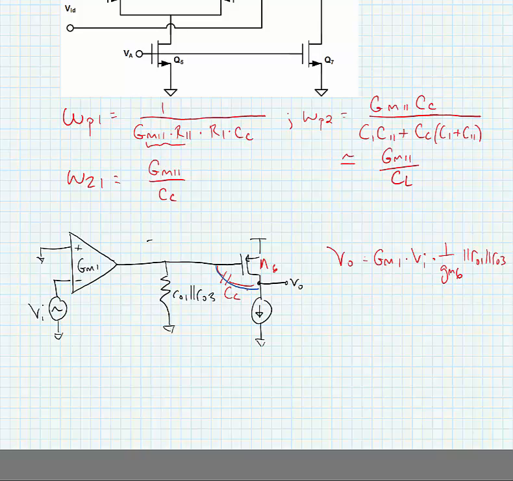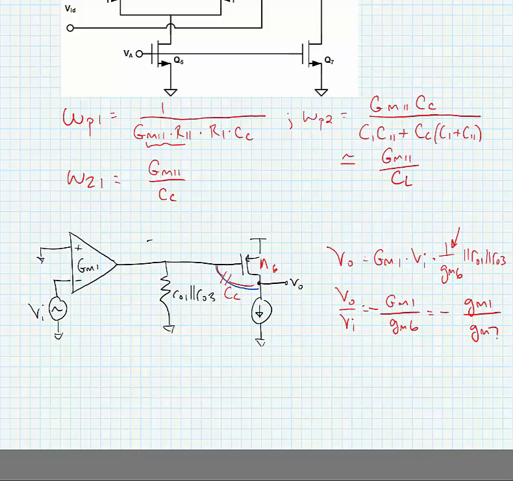So if I were to analyze the voltage gain, noting that this gm term is likely to dominate the gain, I would have Vo over Vi equal to gm1 divided by gm6. Now gm1 is just the little gm of the input transistor M1 or M3. And so what we have here is a gain that's equal to minus gm1 over gm7 at high frequencies.